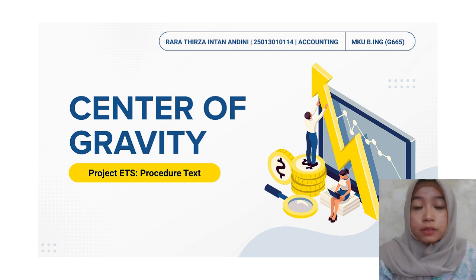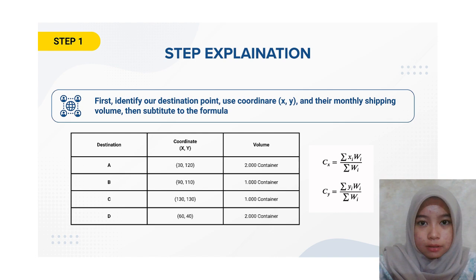The theory of center of gravity is famously detailed by experts like Barry Render and J. Heizer. This is a quantitative model that we can use to find a single distribution point that will minimize the total weighted distance, with a mathematical formula to find the perfect distribution point. Now let's move to the step-by-step explanation.